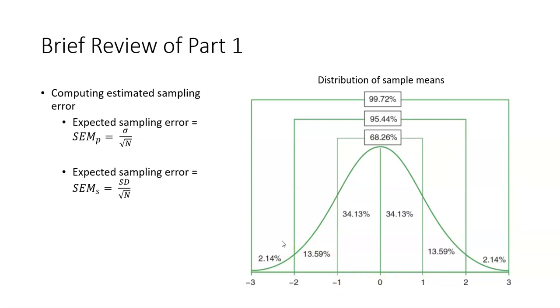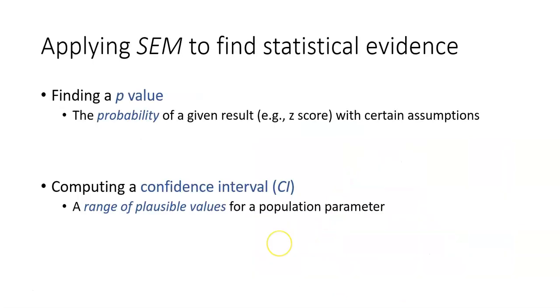Okay, so now let's go ahead and jump into this part, which is just how you can use this information to get statistical evidence. So we're going to talk about two different types of statistical evidence. And again, we're going to use these two types of statistical evidence for the rest of the semester. The first one is a p-value.